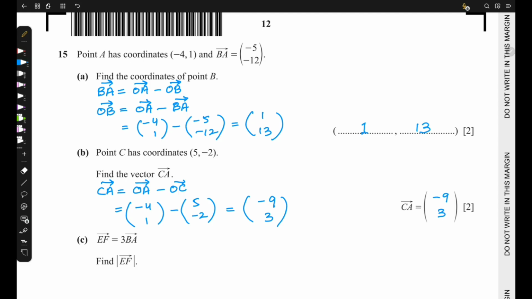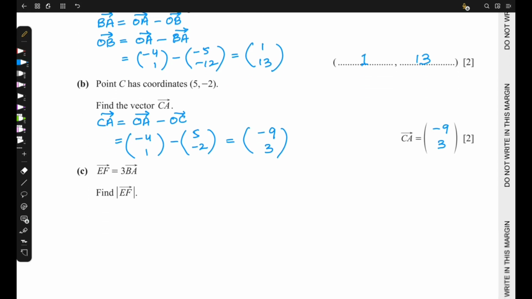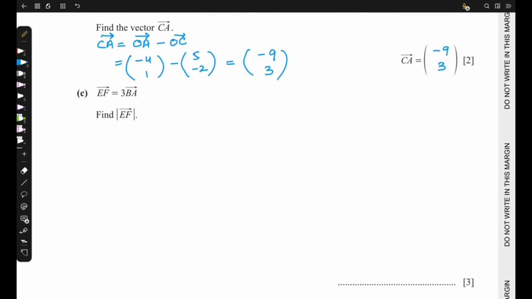In part C, we have to find out the magnitude of EF, right? And the given information is EF is equal to 3 times BA. So in this question, we have two methods. First of all, we can find out the column vector of EF, and then we will easily find out the magnitude. And there is an alternative way.